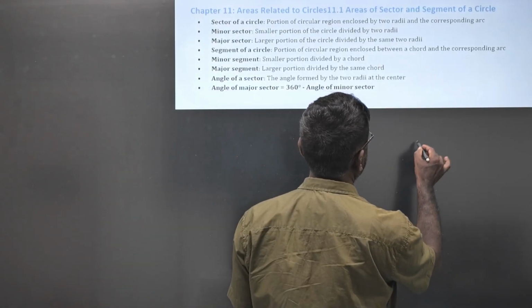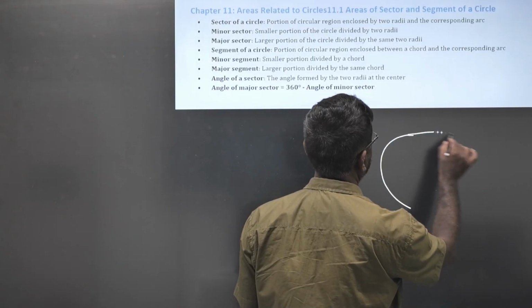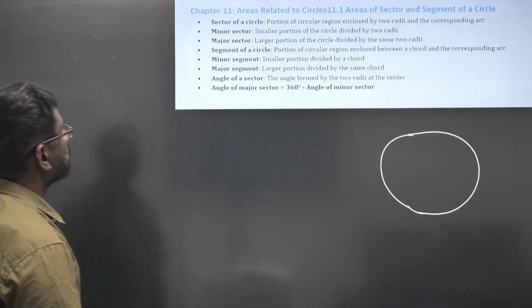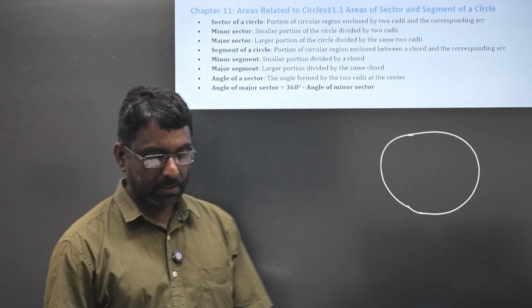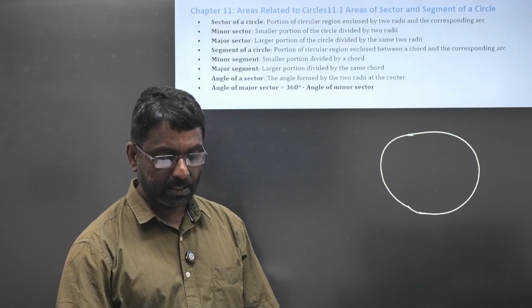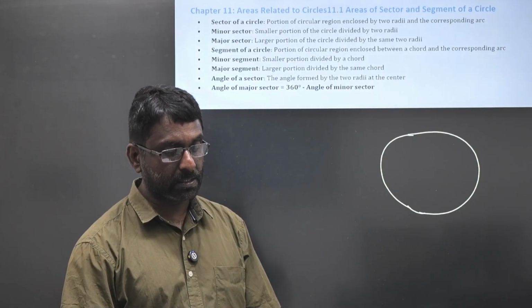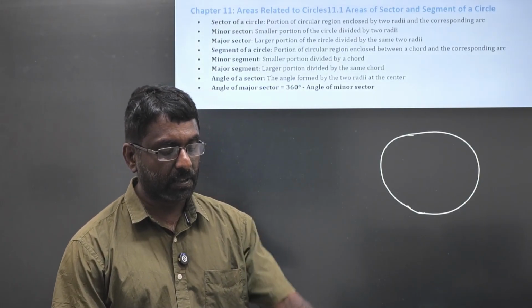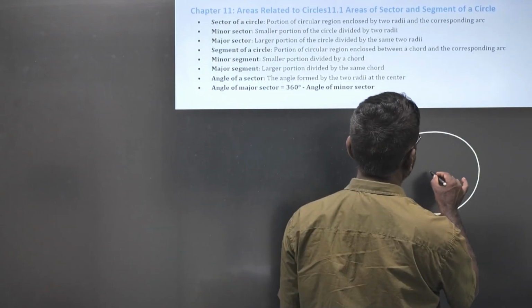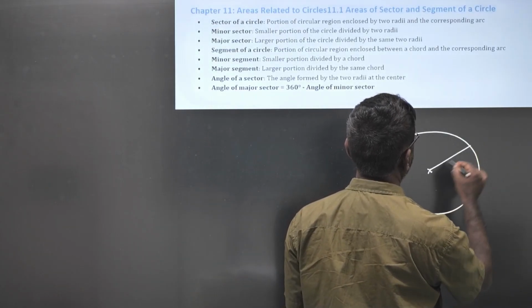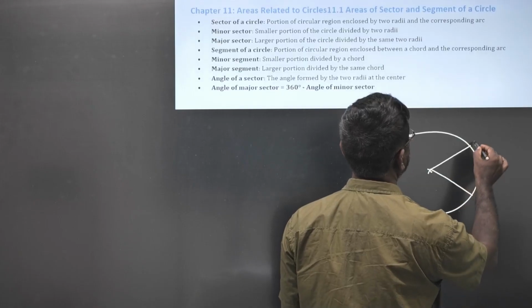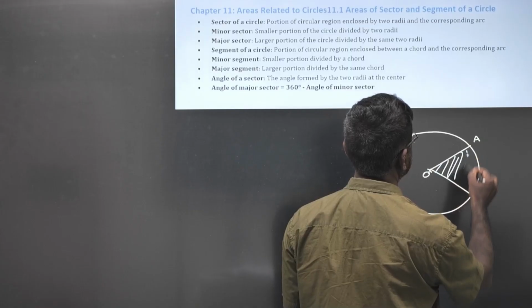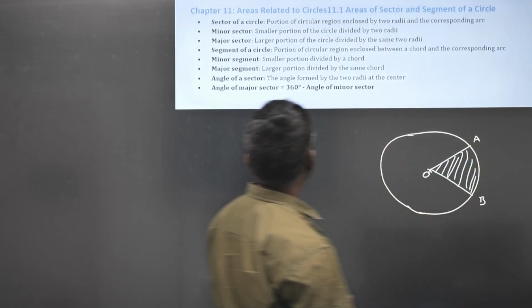Already we studied the circle. And actually this chapter is continuation of chapter 10. Sector of a circle. First, sector of a circle. What is the sector of a circle? That is the first concept. The sector of a circle is, suppose this is the center, part of the circular region. Suppose this is AOB. This part is a sector of a circle.